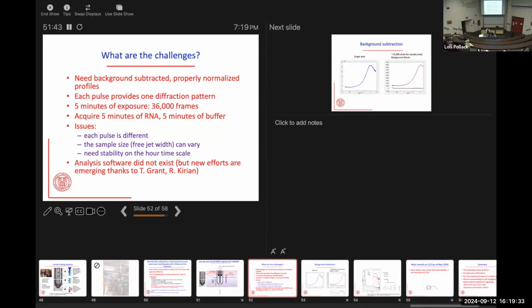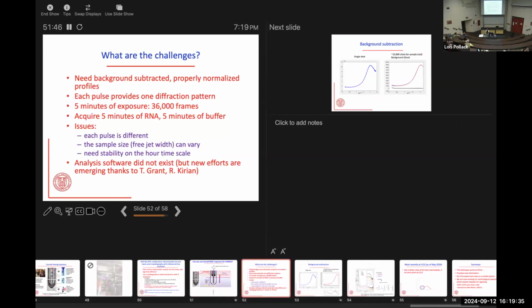All right, so what are the challenges? Well, we need to do this background subtraction, get rid of the buffer and everything else that's in there. That's not so easy. Properly normalized profiles. Remember, each pulse provides one diffraction pattern. We need about 5 minutes of exposure. That's 36,000 frames. So we acquire 5 minutes of RNA and then 5 minutes without the RNA, just so we can subtract off the water. But the issues are that every pulse is different, and we've got 36,000 of them in there.